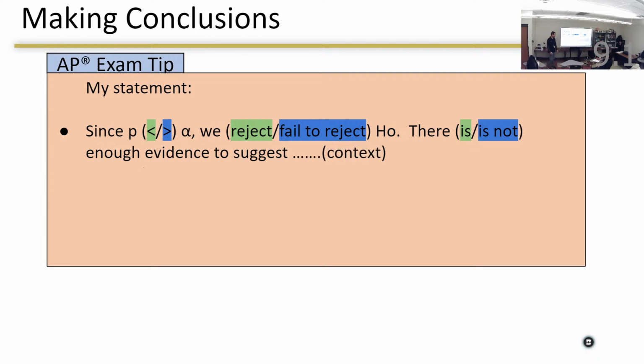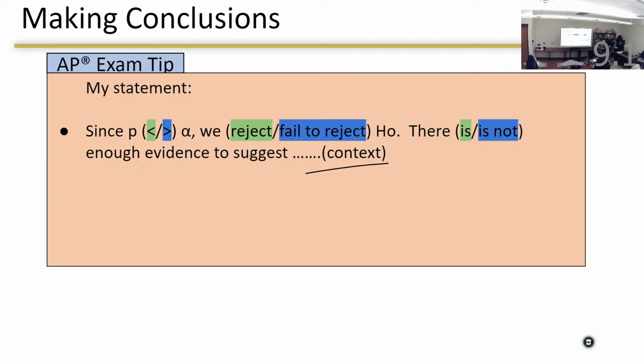To suggest, and then I'm going to add context. That's how I'm going to write my conclusion, just like I wrote, we are 95% confident that the interval from here to here captures the true mean. You don't have to write it the same way as I do. You just got to get it all in there.